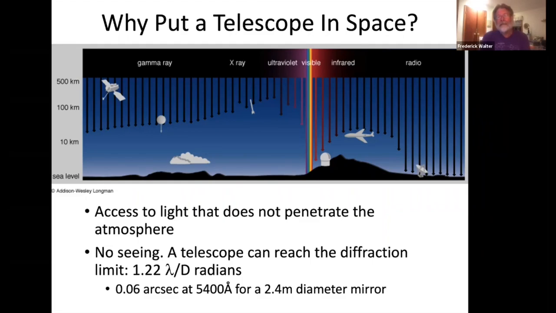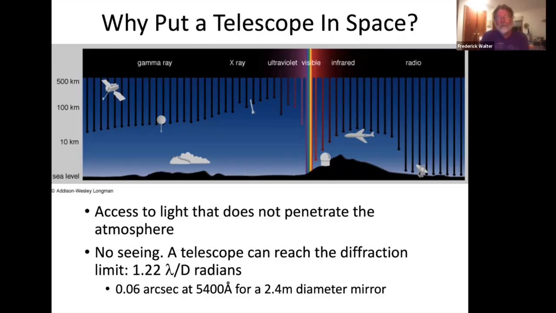The other thing is that the atmosphere really mucks things up. Even in optical light, the atmosphere is turbulent. Light doesn't come through as cleanly as it does above the atmosphere. And a telescope above the atmosphere can reach what's called the diffraction limit, which is as well as you can focus light. You can get down to a resolution of, well, there's a formula, 1.22 times the wavelength of light divided by the diameter of the telescope.